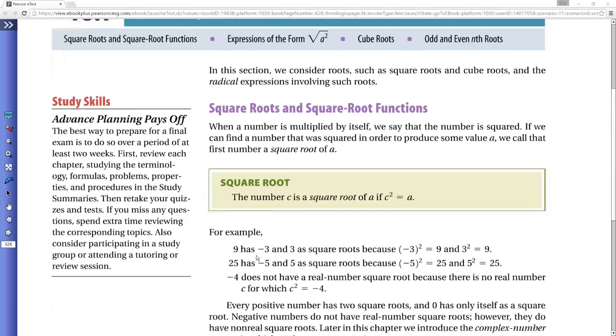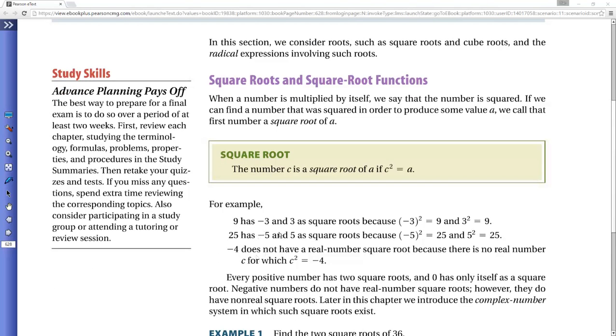If we look at examples here, 9 has negative 3 and 3 as square roots because negative 3 to the 2 power, squared, that comes from the area of a square. You take side times side, which ends up being to the 2 power. That's where that nickname of being squared comes from. Negative 3 squared is 9, and so is 3 squared, so the square roots of 9 are negative 3 and 3.